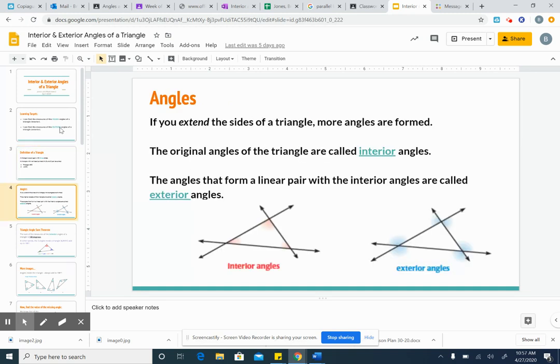Now, we have two kinds of angles we'll be talking about this week. You can actually extend the sides of a triangle and make more angles. The ones you're familiar with are called interior angles. They're inside. So I'll show you here with my pen. You're used to these three angles. However, this week we'll show you that you can actually extend the line of a triangle and create exterior angles on the outside. Okay, and those are shaded in. So we'll be talking about those outside angles.